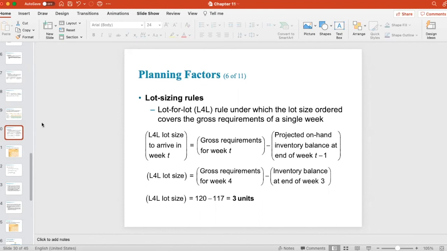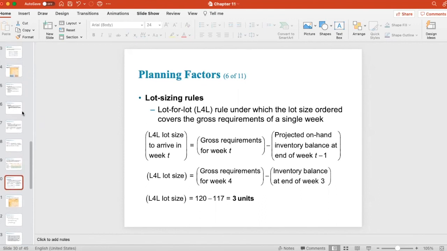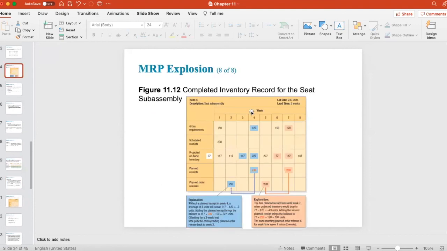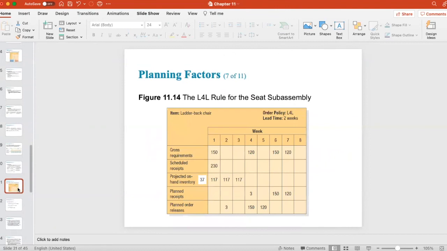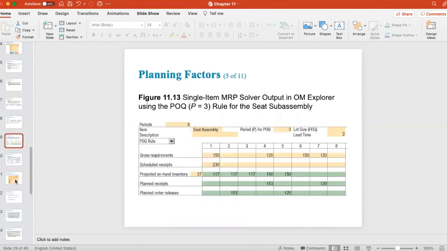Very simple. You may still remember that when we talked about these inventory records, without any replenishment, we will show some negative values in the following weeks. So if we use the lot-for-lot rule, we will only try to replenish the exact amount that we need in this specific period. Let's go back to this example to illustrate the main point here.